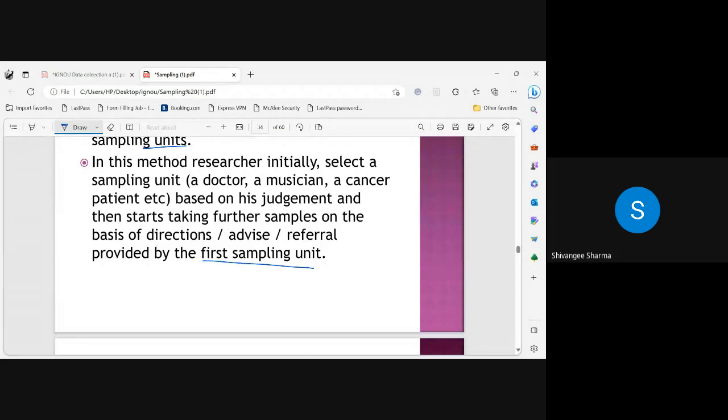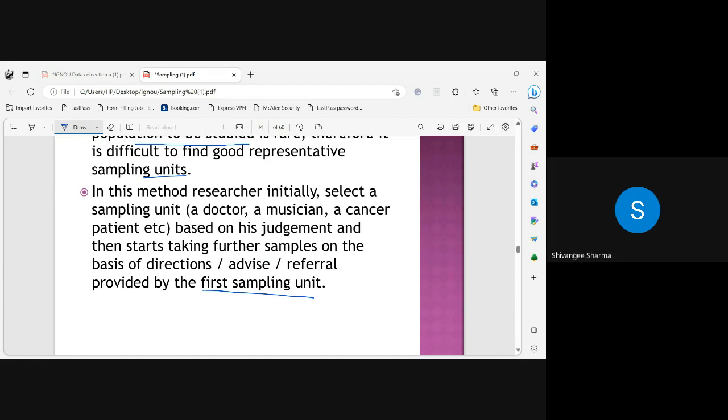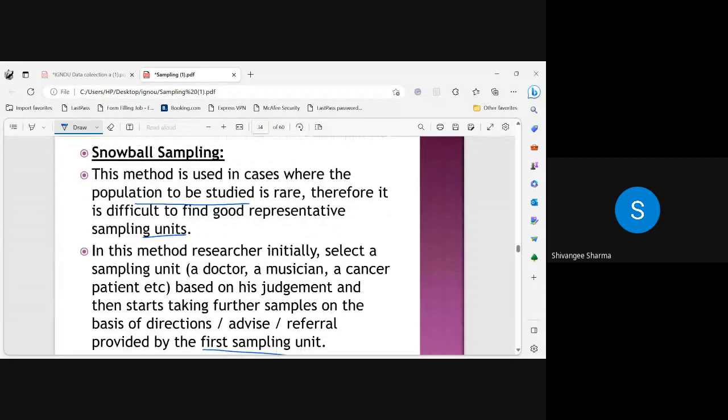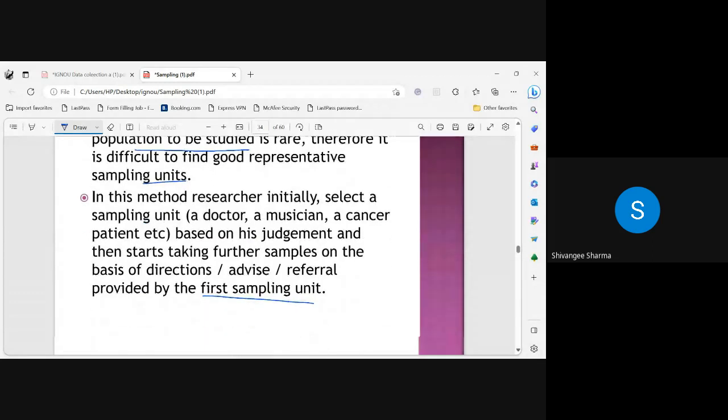Okay, so suppose you are doing research on, say, cancer study, skin cancer study. What you do, you take a group of doctors, and that will be your first sampling unit, and then ask those doctors to provide references so that more data can be drawn. Those doctors will provide you references. In this type of sampling, the initial sample is selected by your own judgment, and further references are taken. This technique is known as snowball sampling.